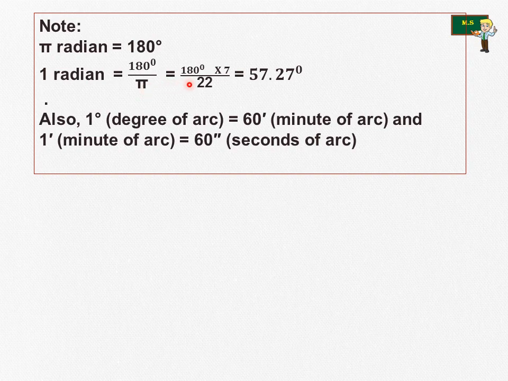If you put this 180 degree into 7 divided by 22, you have to find the value through the logarithmic table book. If you substitute all the values, then you will get 57.27 degree. Also, 1 degree is equal to 60 minutes of arc, and 1 minute of arc is equal to 60 seconds of arc.